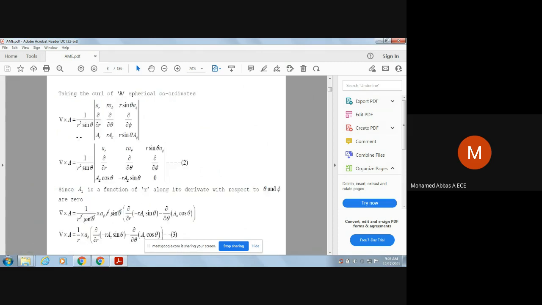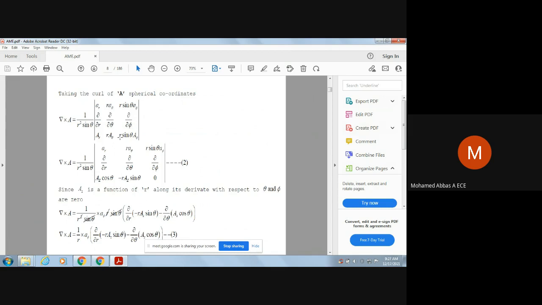Now we'll take the curl function for the vector potential A. So del cross A is equal to, you can see the matrix, 1 by r square sin theta, AR, A theta, r sin theta A pi, dou by dou r, dou by dou theta, dou by dou pi, AR, A theta, then r sin theta A pi. So now we have to expand the matrix.